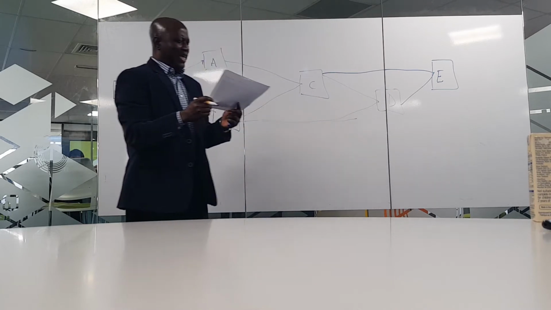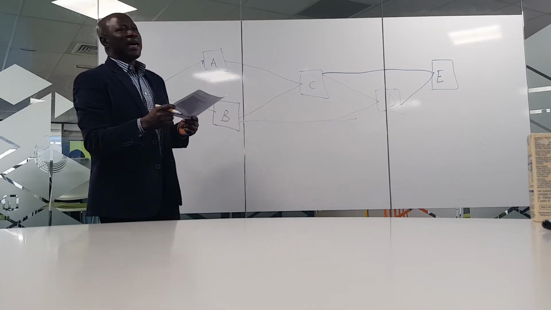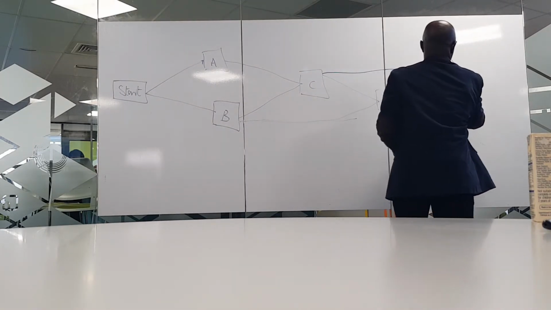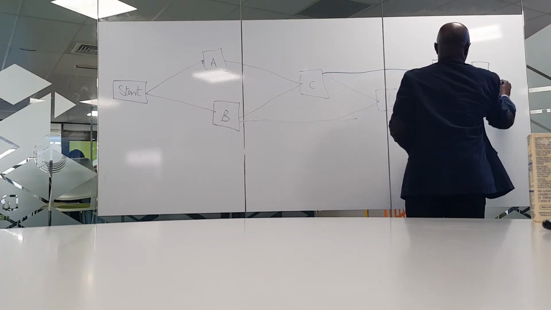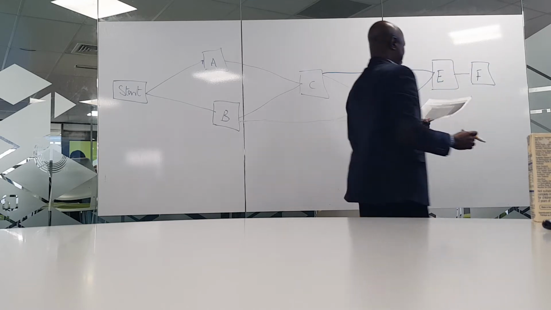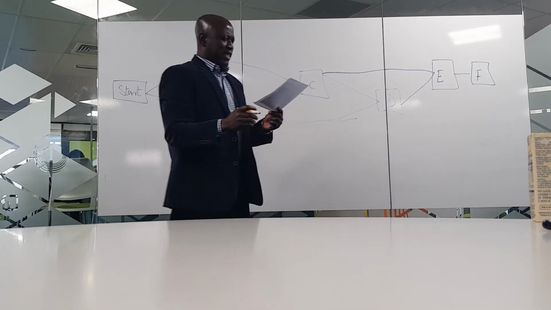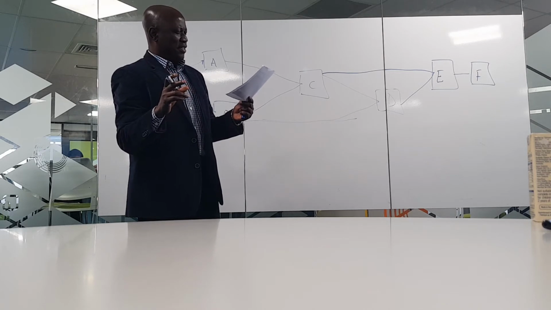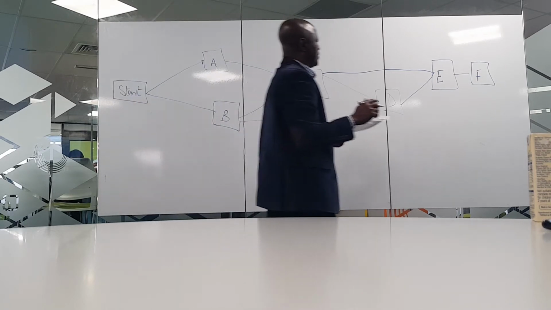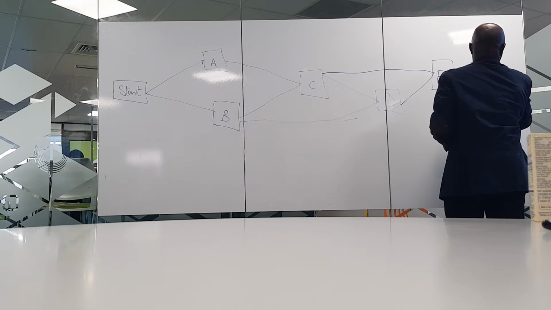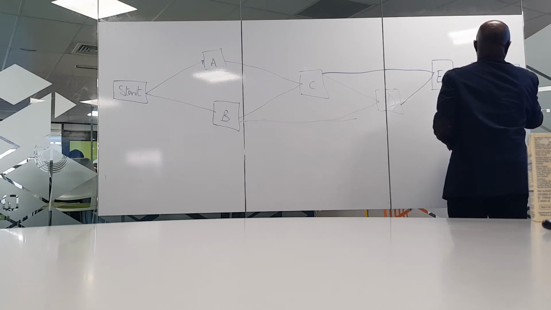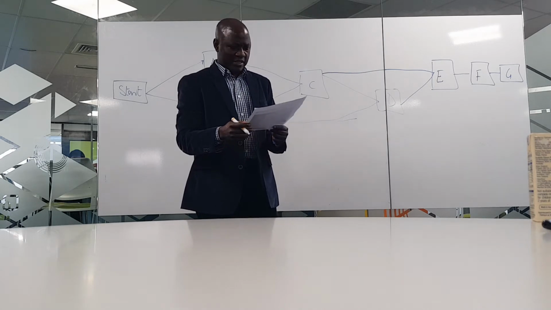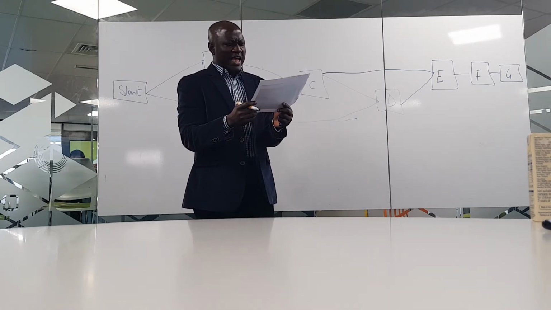Now, we have activity F is preceded by E. Our F can just go like this. Right. Then we have activity G is preceded by F. Activity G can be here. G, because it's preceded by F, right? Then we have activity H.